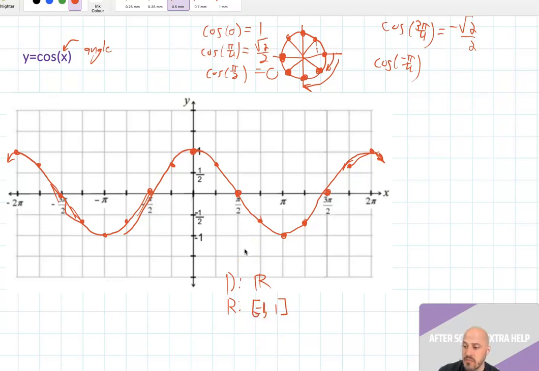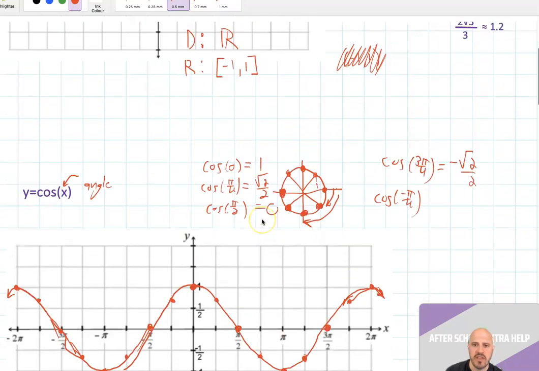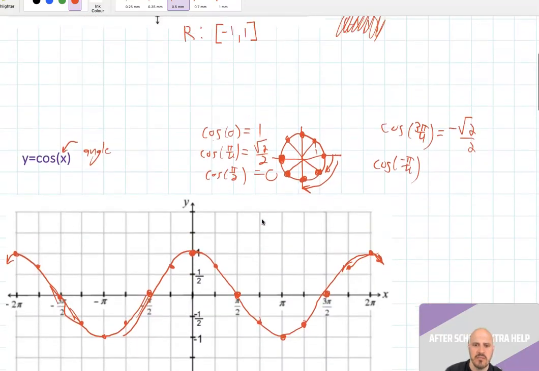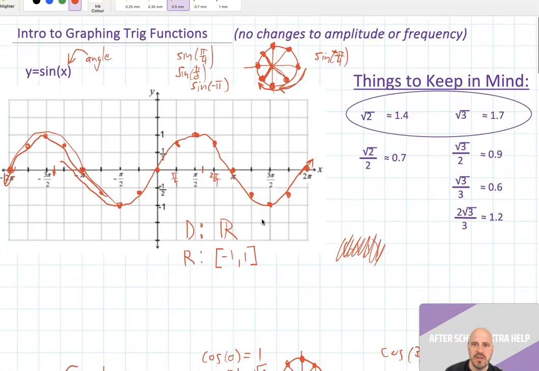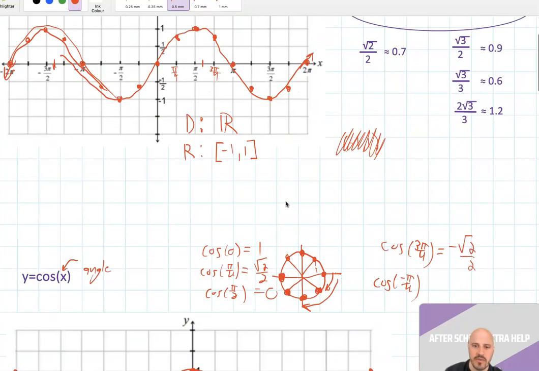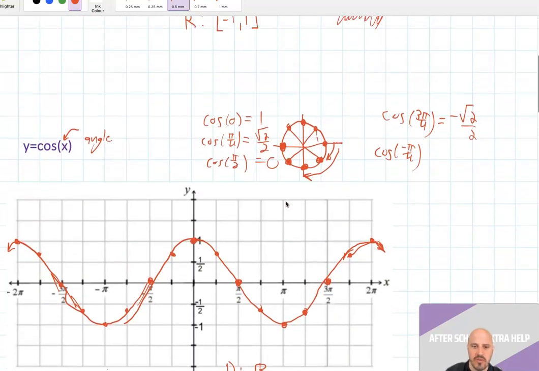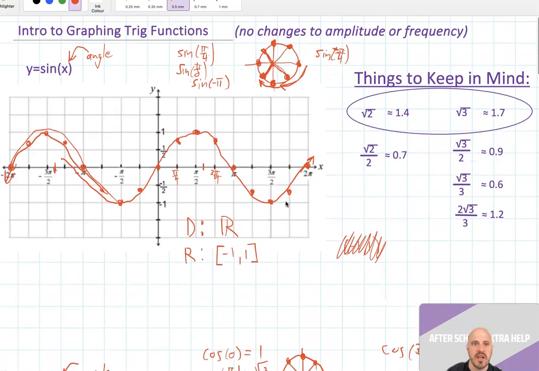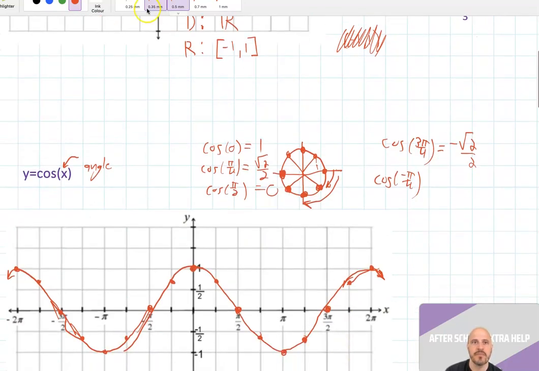So that's very similar to sine. It's the exact same domain and range, and the curves kind of look similar. And we'll talk today, we didn't change anything, amplitude or frequency, but eventually we'll start playing with those and we'll see just how related sine and cosine are. Hope this helped.